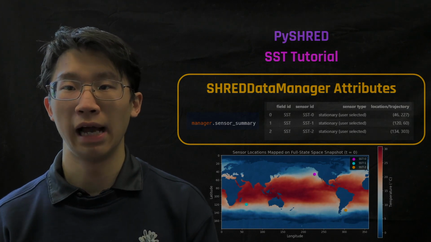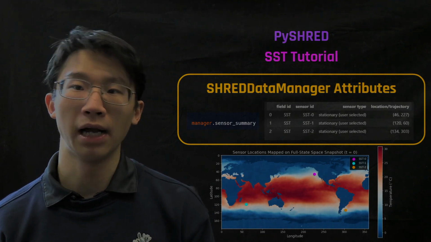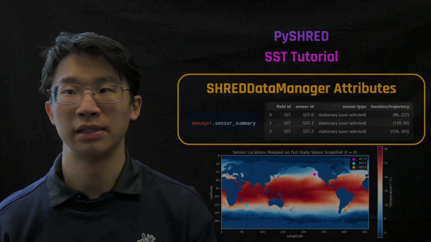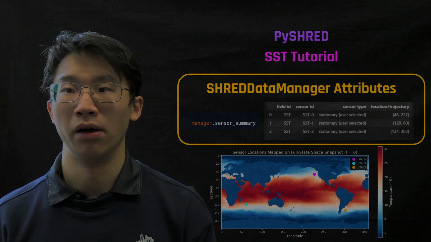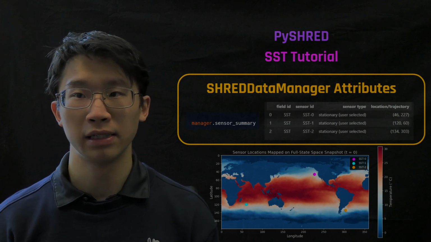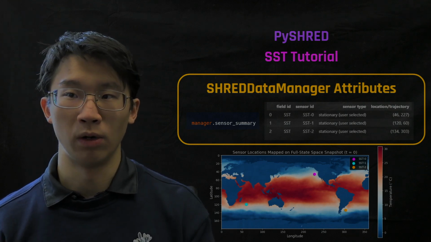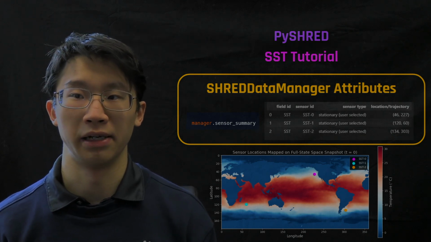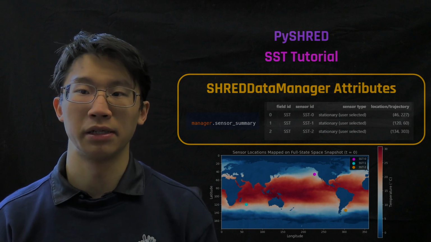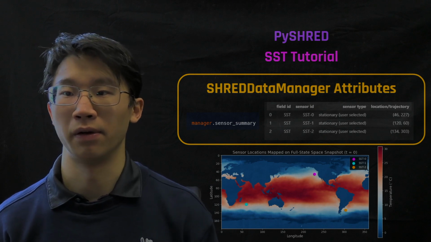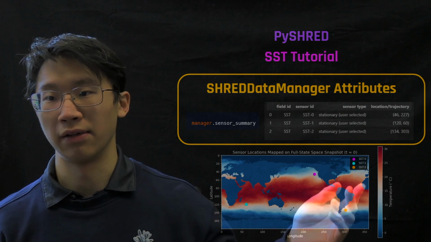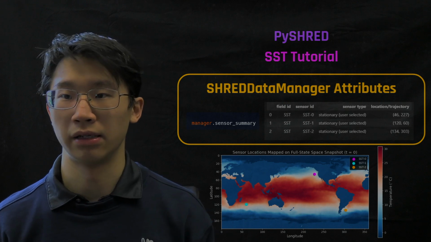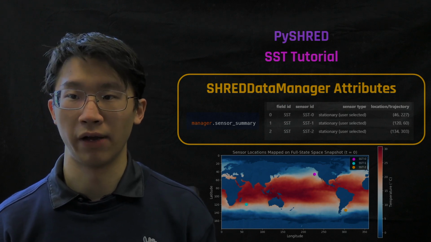Once you add a dataset, you'll have a few attributes that you can look at. Here is the manager.sensor summary. It is a pandas data frame of sensor information. It tells you what field it is, what the sensor ID is, what type of sensor, here it's stationary, and the location or trajectory of the sensors. With this information, you can plot it on top of your full state space, so you can visualize where these sensors are. We have the orange, purple, and cyan dot. These are the 3 sensors that we've added.